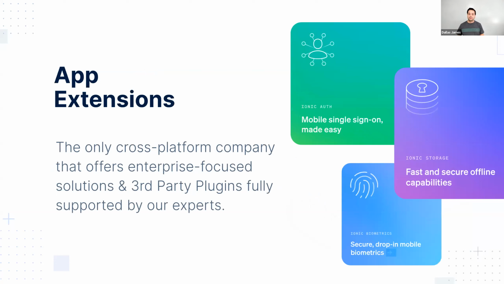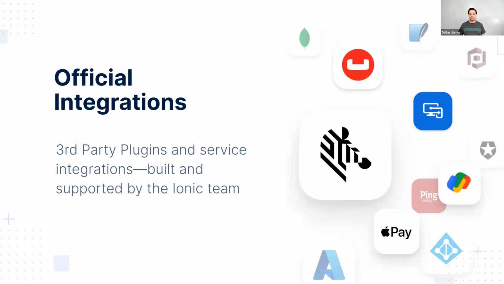We also build app extensions, which are really high quality plugins for your device to do very common and important tasks on your mobile app, including authentication using Auth Connect. We can do high performance and encrypted storage using Ionic Storage. And we also have Identity Vault, which allows you to securely store data and keys behind biometric authentication on device. We also support several official integrations, from Couchbase Lite to Google and Apple Pay to Microsoft Intune.